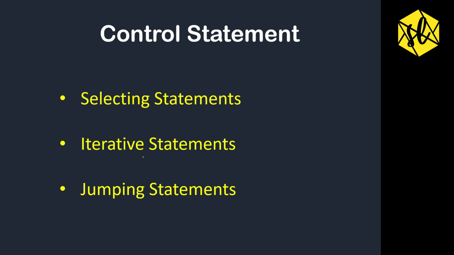Iterative statements are the repetitive statements. Iterative statements help us to program our programs to do repetitive tasks at a certain time or a certain number of times. Now, what are these jumping statements? Jumping statements are basically used to jump from one part of a program to another. We will see every single one of these statements one by one. So we have discussed selecting statements, iterative statements, and jumping statements. Now let's just move to selecting statements.